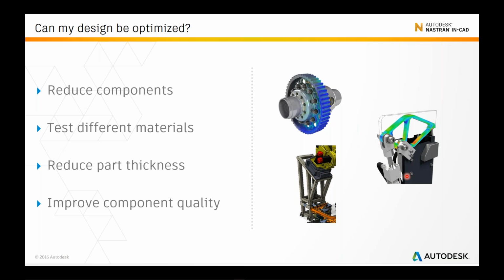Many people fear optimization because they don't have a validation tool that can help them gain confidence that whatever they have designed is better than the earlier design, and to test different materials and reduce part thicknesses. As I showed you, the shape generator along with the Nastran in CAD can help you do the best optimization in the industry at this point in time and improve your component quality.